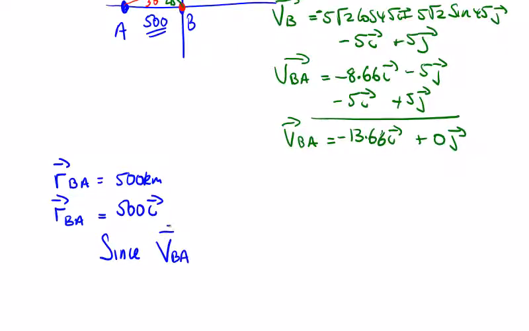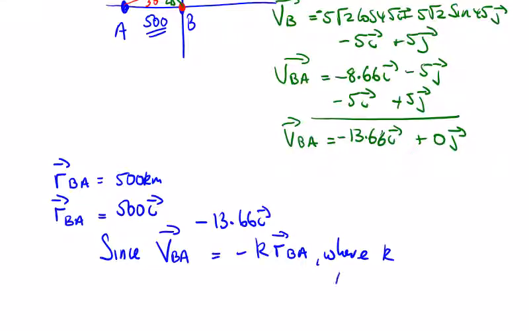B relative to A, which is minus 13.66 in the i direction, is equal to minus k times the relative position of B relative to A. Don't forget your arrow. In this case, k would have to be a positive constant. So that's equal to 500 in the i direction.